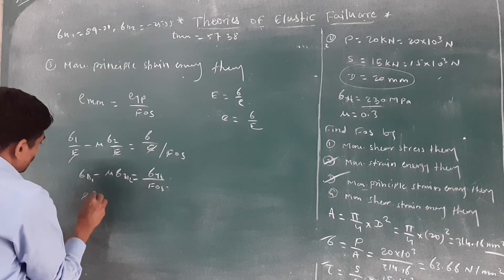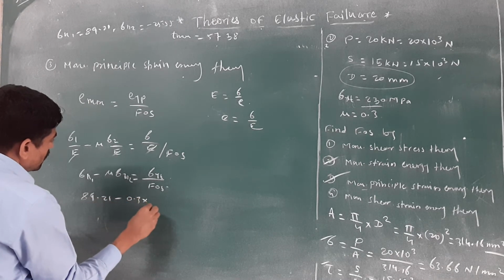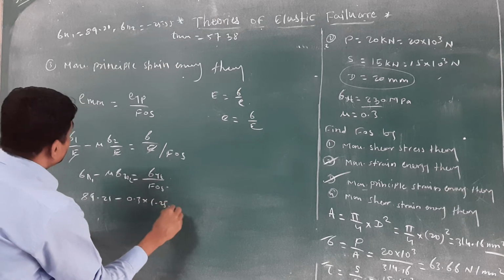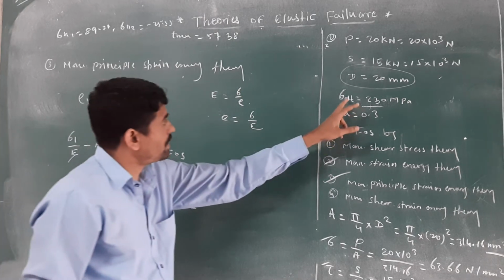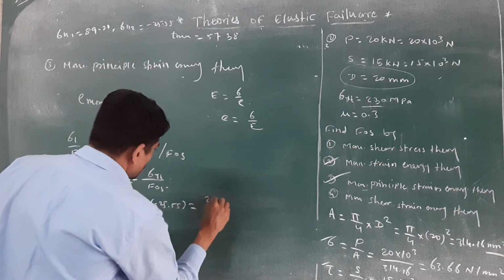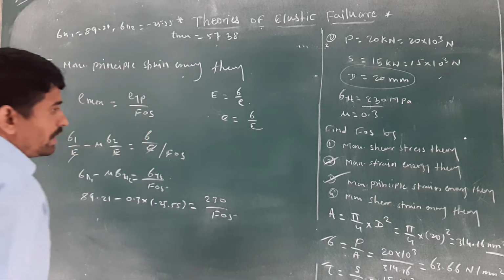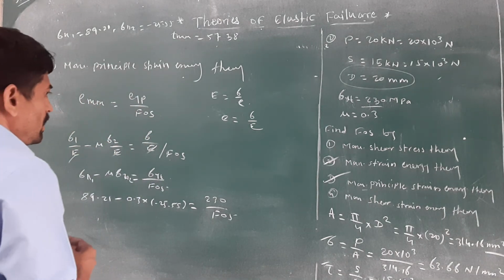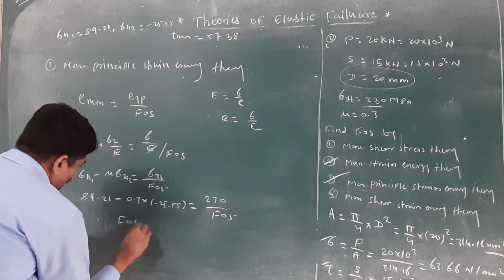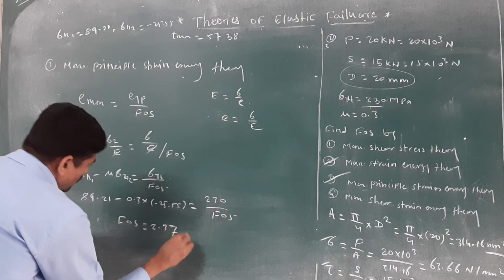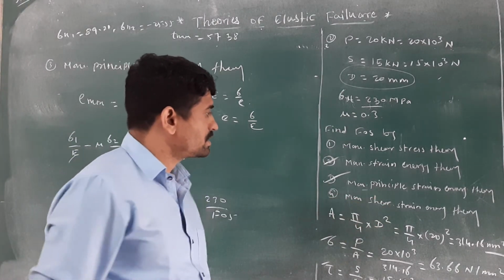Then again, 89.21 minus mu 0.3 is given, into 25.55 is equal to, what is the sigma yt? 230 divided by factor of safety. Okay, we want to calculate that value, then you will get 2.37. Factor of safety is 2.37. This is your maximum principal strain energy theory.